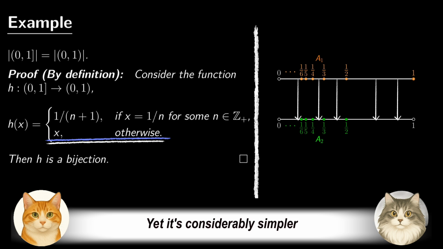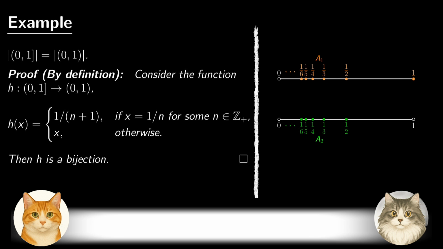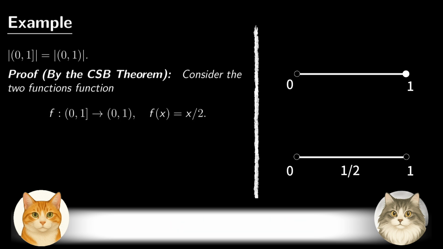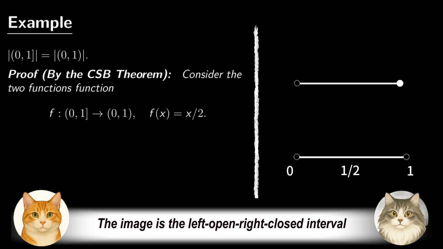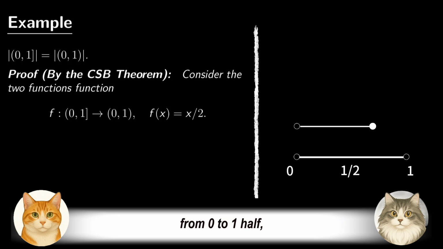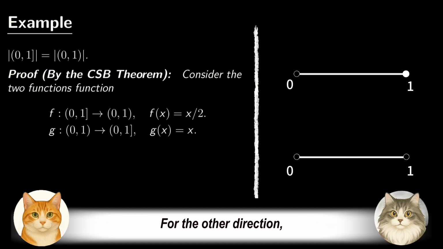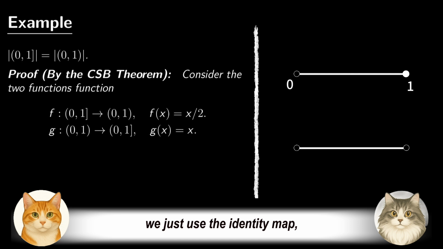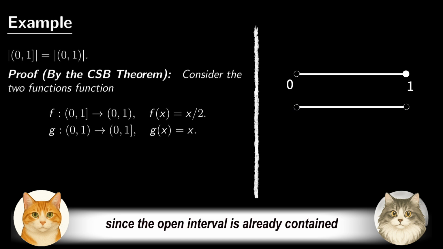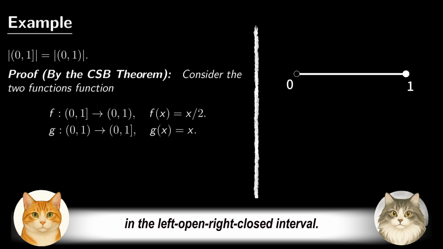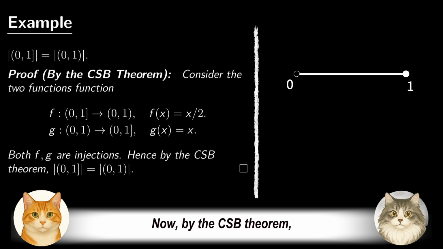Yet it's considerably simpler to construct two injections instead. Indeed, we define one injection from the left open right closed interval to the open interval by sending x to x divided by 2. The image is the left open right closed interval from 0 to 1/2, which is contained in the open interval (0, 1), thus a valid injection. For the other direction, we just use the identity map, since the open interval is already contained in the left open right closed interval. Now, by the CSB theorem, the two intervals are equinumerous.